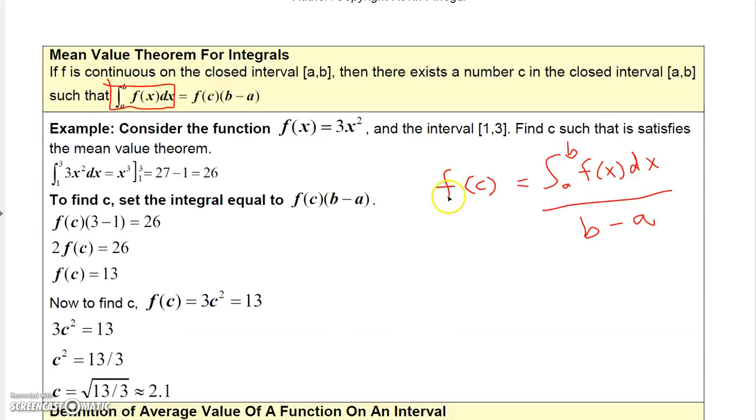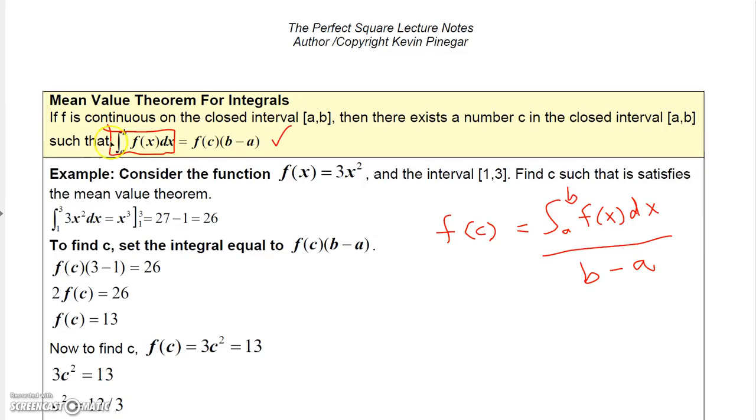Another way this can be rewritten is to say that there's some number c where f of c is equal to the integral divided by the length of the interval. But when you take an integral and divide by the length of an interval, you actually get what's called the average value. And so this theorem directly leads to the average value theorem that we'll get to in a minute. But anyway, let me show you an example that you might deal with from here.